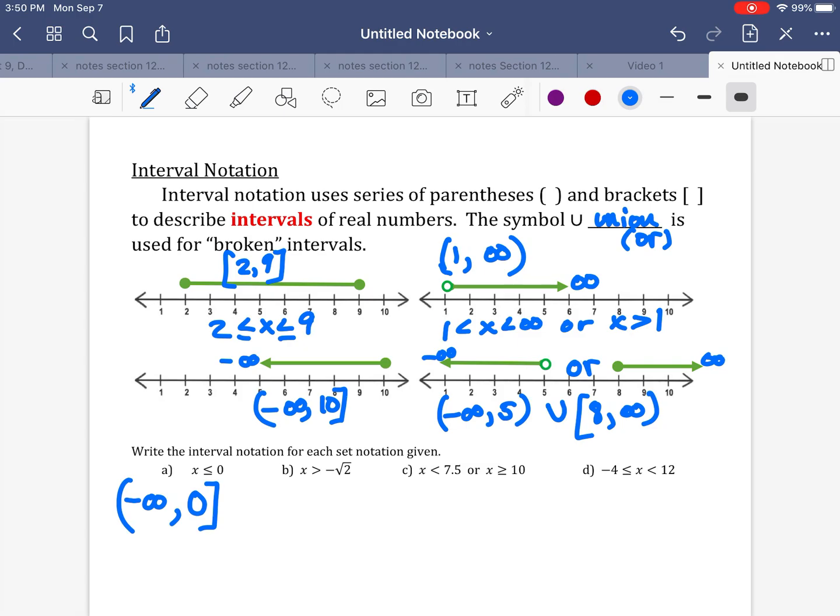All right, here, greater than negative radical 2. So negative radical 2 is the lowest thing, and the highest thing is infinity. So negative radical 2, comma infinity, parenthesis here because there's no equal bar, parenthesis there.